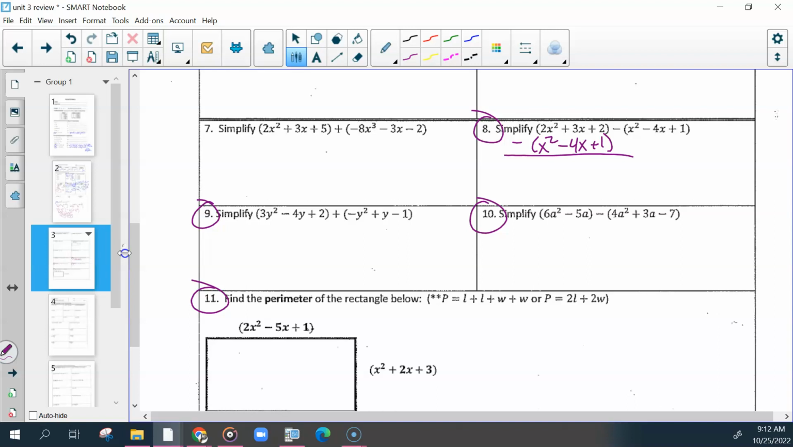So 2x squared minus x squared will give us x squared. 3x minus a negative 4x gives 7x, and minus a negative 1 is plus 1. And that's it. You know you're finished when you don't have like bases to combine, you don't have like terms to combine. It's in standard form, all of those things.